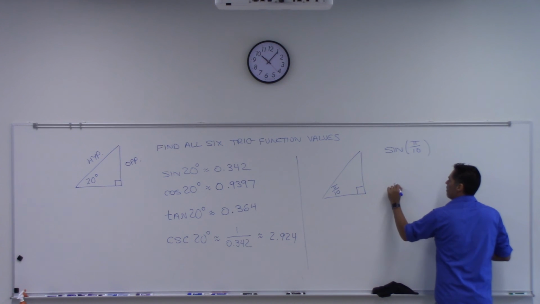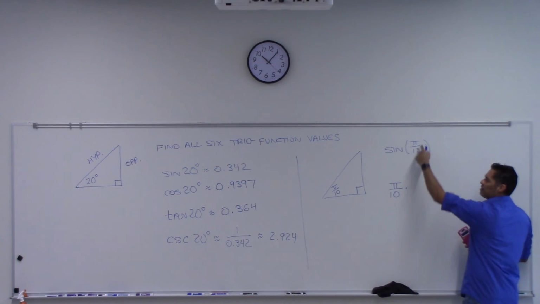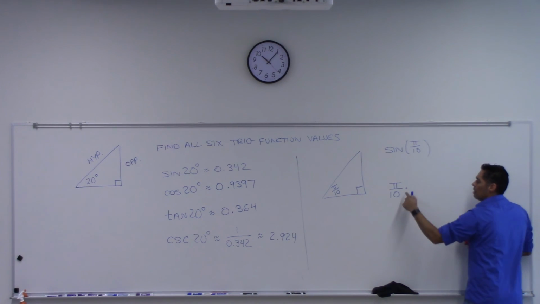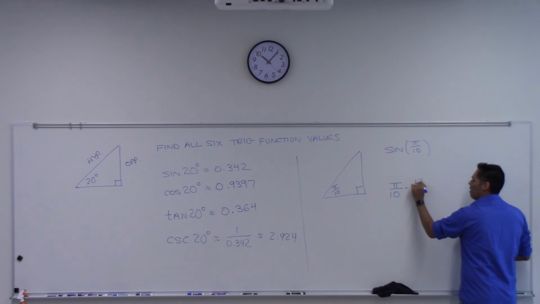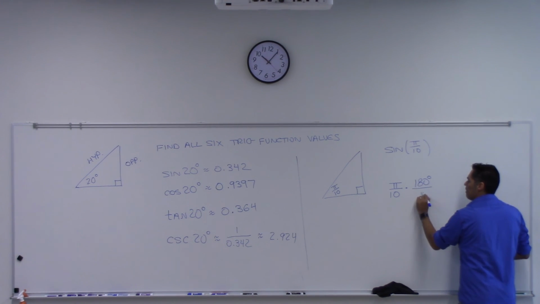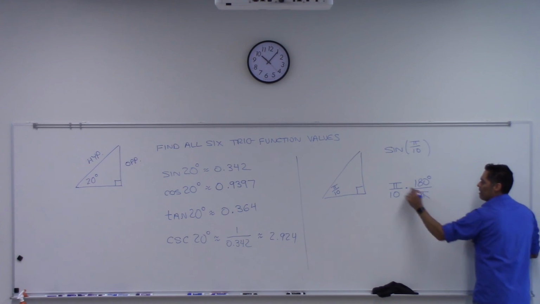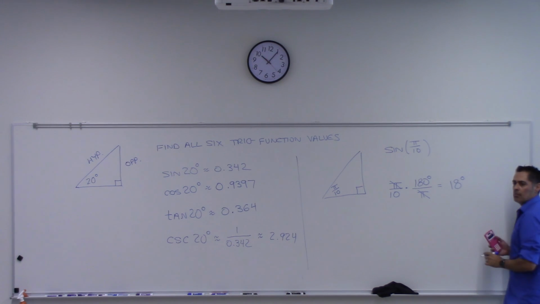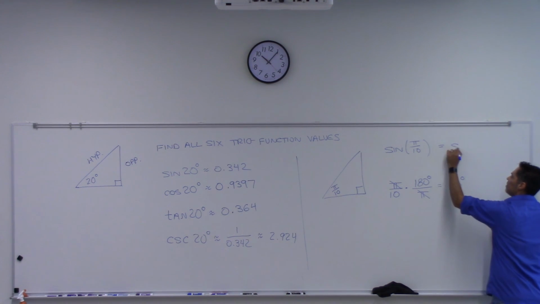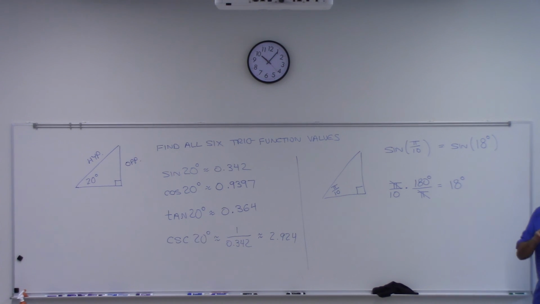So you could say pi over 10, and this is radians, right? Why is it radians? There's no degree symbol up here. So pi divided by 10, to convert it to degrees, you multiply by 180 and you divide by pi. That's the conversion to go from radians to degrees. Cancel the pi's, and you get 180 over 10, which is 18 degrees. So this is the same as doing sine of 18 degrees, and you can be on degree mode on your calculator.